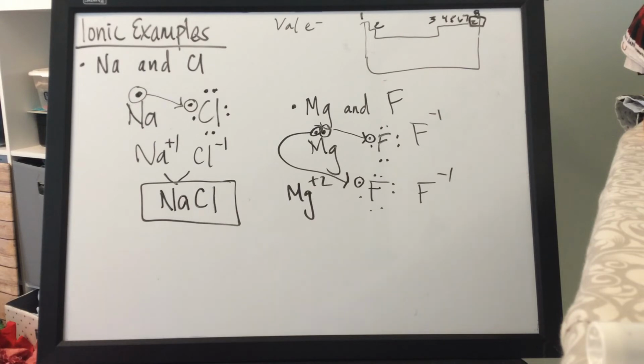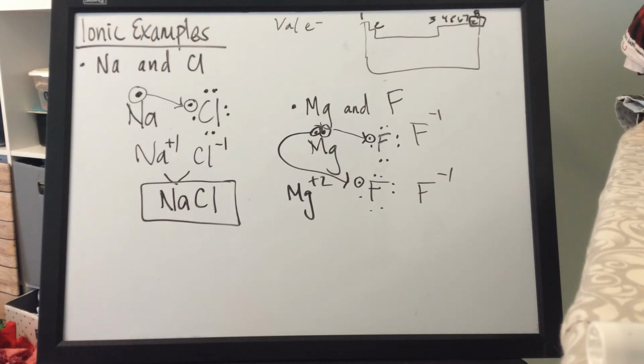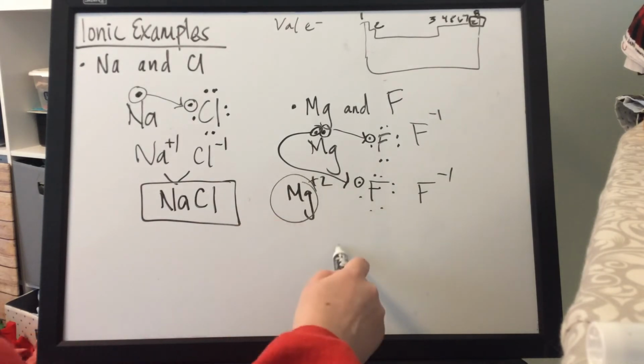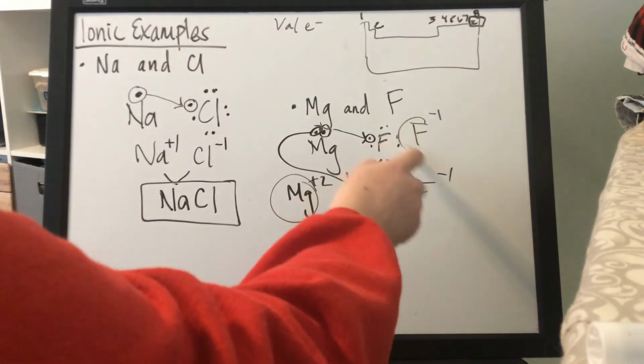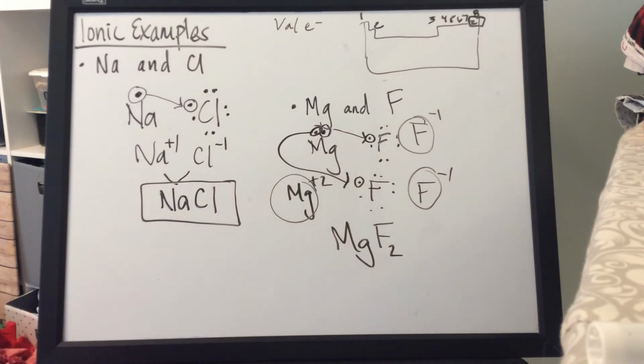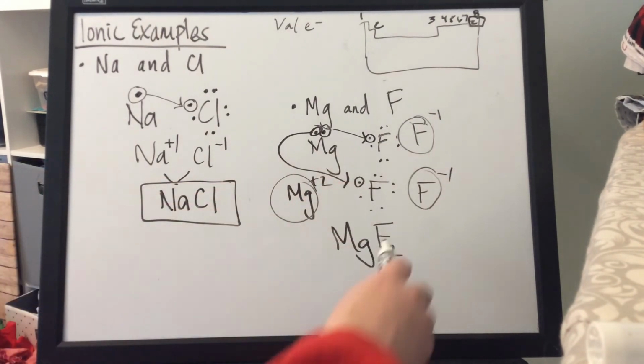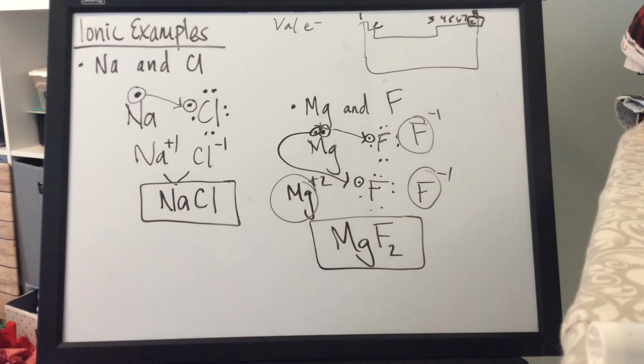Now if I look at my total charges, I have +2, -1, and -1, and that adds to 0. And that's what we want. Everybody has an octet, and if I go to write a formula, which is what we'll be doing very soon, I have 1 Mg, and I have 2 fluorines, and that becomes the subscript at the bottom, and that is read as MgF2. And notice I didn't write any charges in my formula because the charges have canceled out. +2, -1, and -1. So these are 2 examples of ionic bonding. There are many, many examples of ionic bonding.